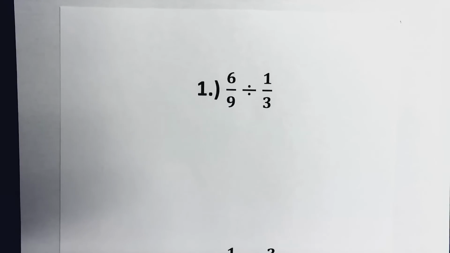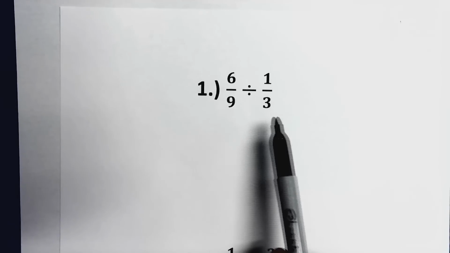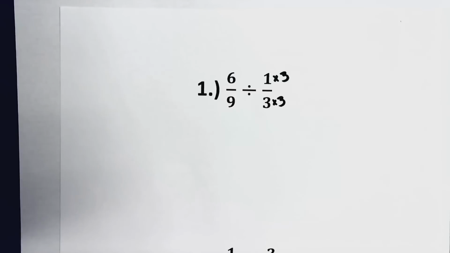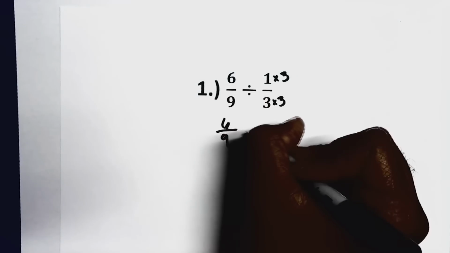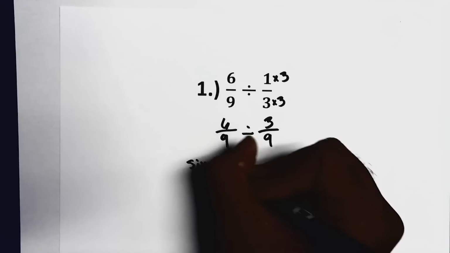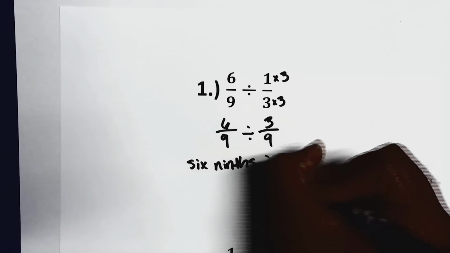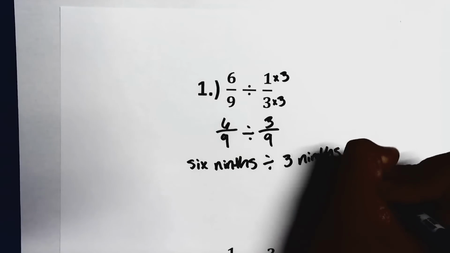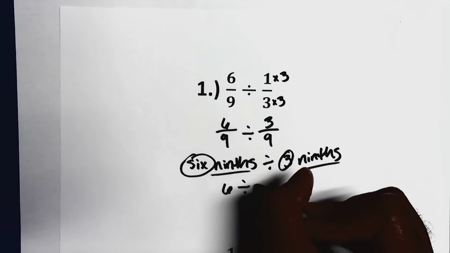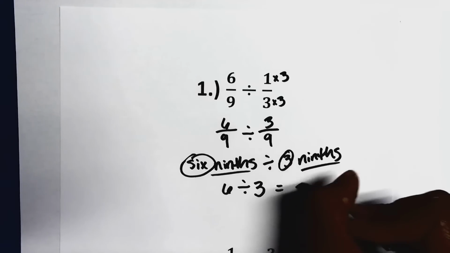All right, so let's start with problem 1. So I know I need to change this to ninths. Since this unit is ninths, I can multiply this by 3. Since I did it to my denominator, I'll do it to my numerator, multiply that by 3 to give me 6 ninths divided by 3 ninths. That's just 6 divided by 3, which is going to give me what? 2 as the answer. Good job.